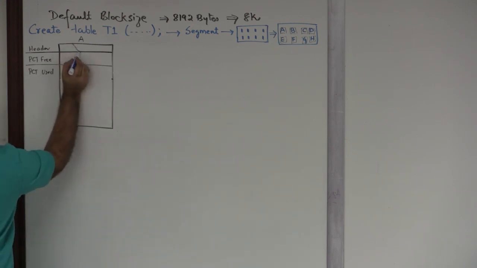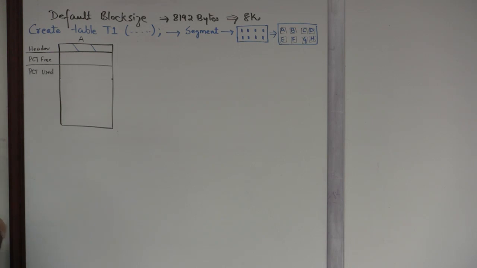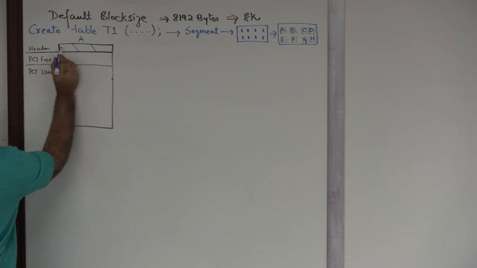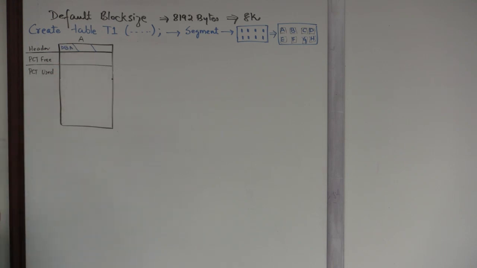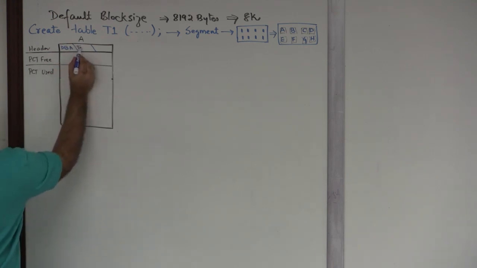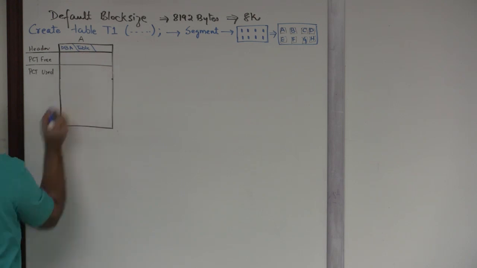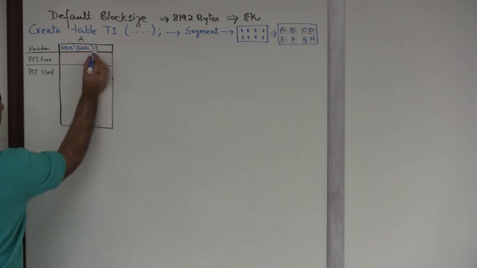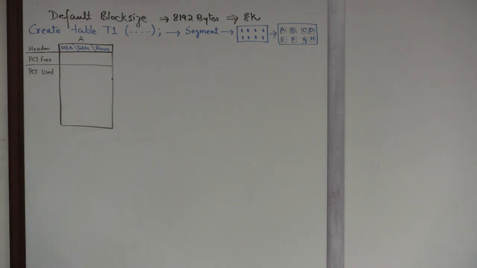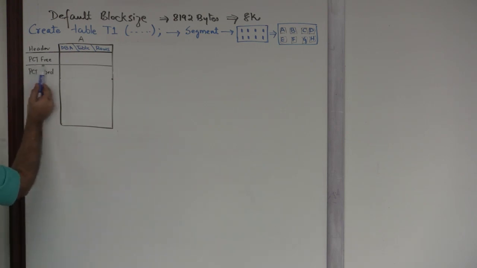The header is again divided into 3 different parts. The first part here is called the data block address. The second part here will keep the information about the table. The third part here in the header will keep information about the rows inside the table. So every block has 3 different parts: the header part, the percentage free (PCT stands for percentage), and then percentage used.